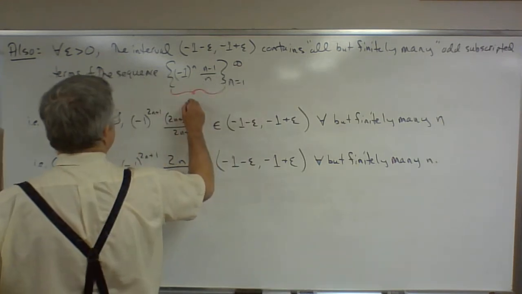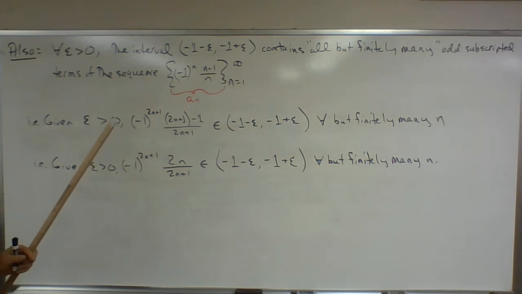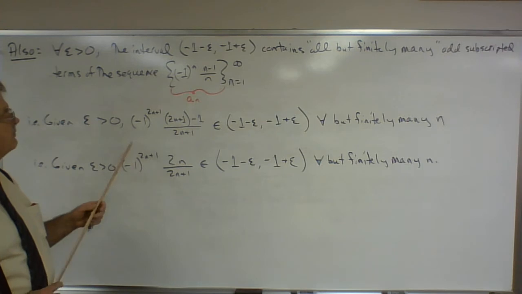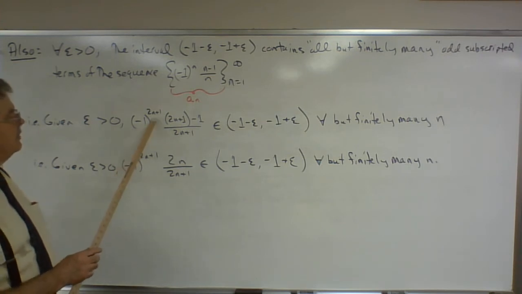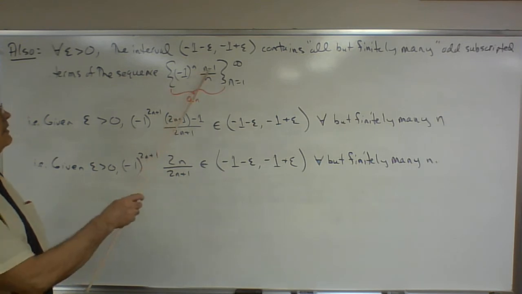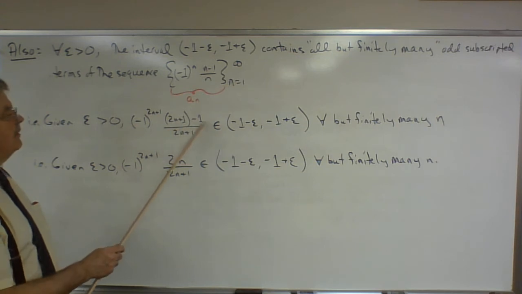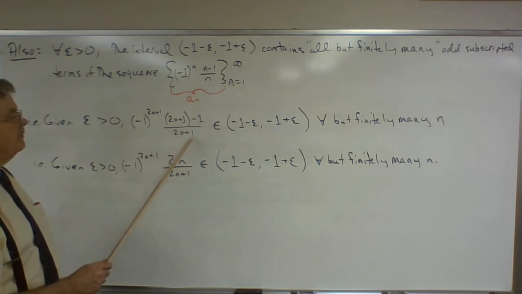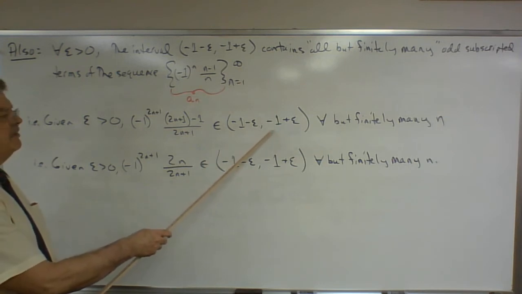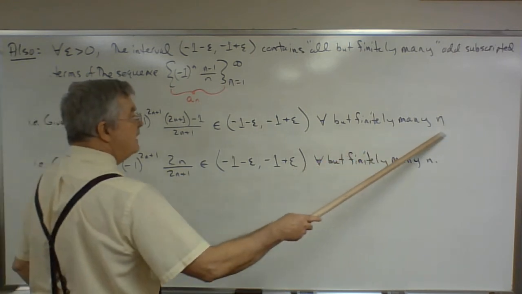And this is a sub n. So in other words, what we're really trying to show is, given epsilon greater than 0, negative 1 to the 2n minus 1 times, let's see, I substitute 2n in here for n. So 2n plus 1 minus 1, 2n over 2n plus 1 is in the interval negative 1 minus epsilon, negative 1 plus epsilon for all but finitely many n.